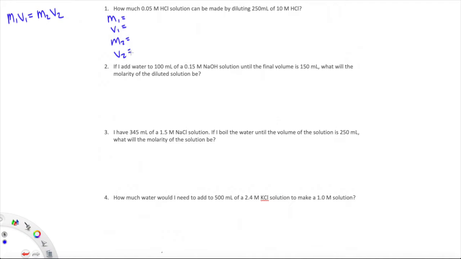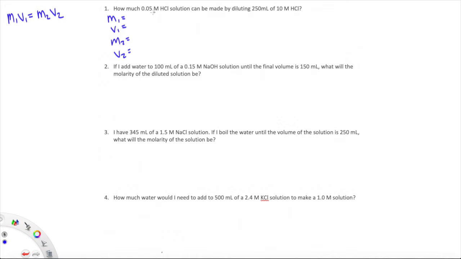Problem number 1 says: how much of a 0.05 molar hydrochloric acid solution can be made by diluting 250 milliliters of a 10 molar hydrochloric acid solution? Now, it says that we're diluting this solution, so this is going to be our stock solution, or our initial volume and initial molarity.